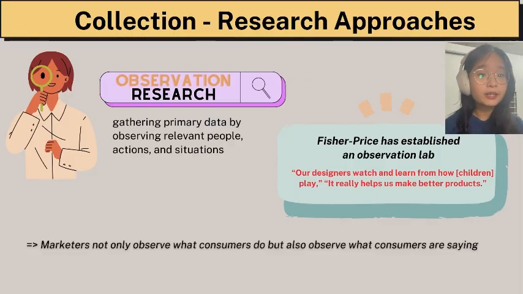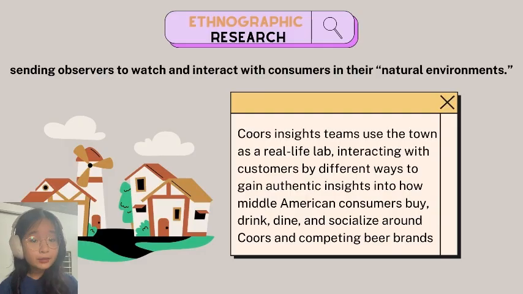The next part is research approaches. It has 4 types. The first one is observational research. It involves gathering primary data by observing relevant people, actions, and situations. Researchers often observe consumer behavior to glean customer insights they cannot obtain by simply asking customers questions. The second is ethnographic research. It means that you watch and interact with consumers in their natural environment to understand them more clearly.